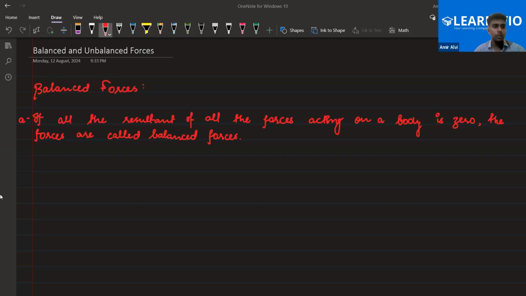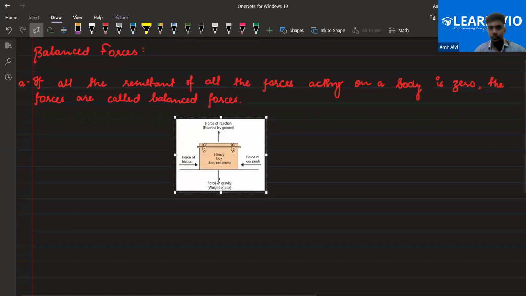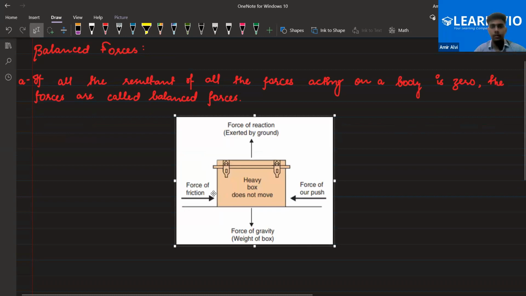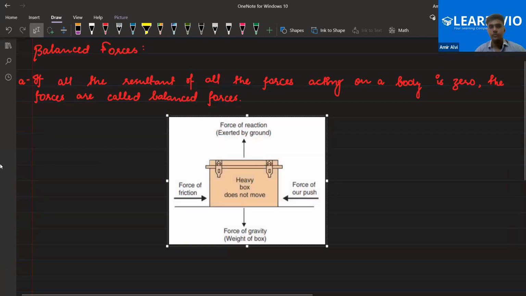How many of you know this thing, that the weight of a body is a force? Sir, no. Okay, fine, no problem. Okay, everyone, so please look at the screen. This is the example of a balanced force.